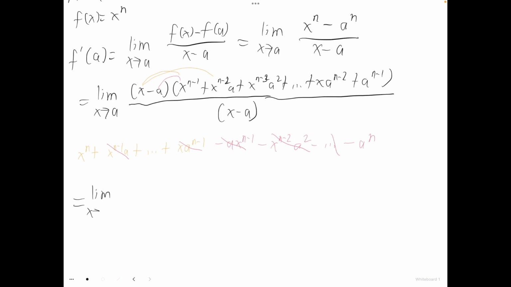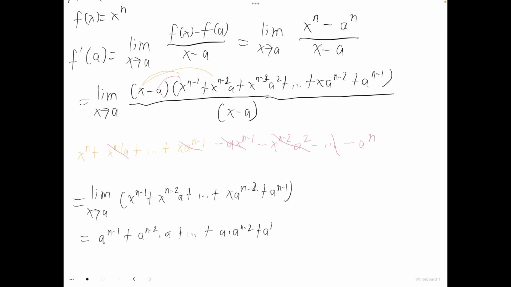And so in the limit, we have x goes to a. Now we can cancel off the x minus a's to be left with just x to the n minus 1 plus x to the n minus 2 a, and so on up to x times a to the n minus 2 plus a to the n minus 1. And now this is a polynomial, which is continuous, so we can just plug a into everything. So we're going to have a to the n minus 1 plus a to the n minus 2 times a, and so on, a times a to the n minus 2 plus a to the n minus 1. And now this is just going to be a bunch of a to the n minus 1s added up.